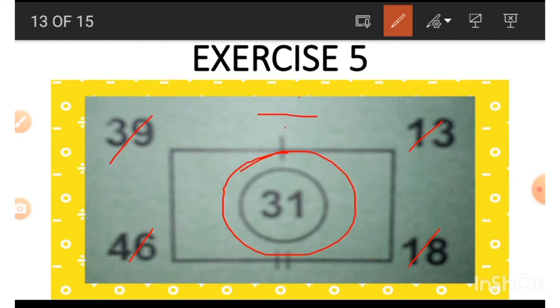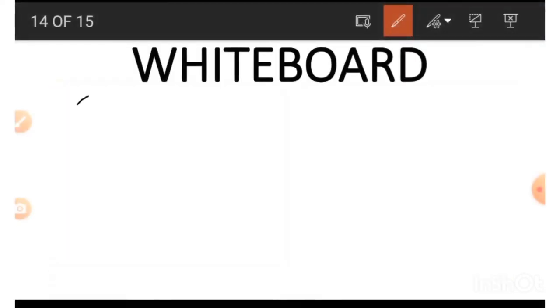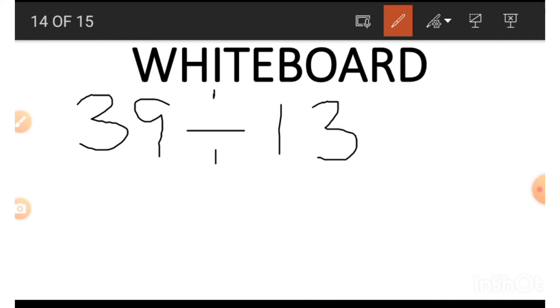Now let's start with the signs outside the box. On top we have division, that's divide, and at the bottom we use minus. Let's start with the numbers on top. We have 39 and 13. When we divide 39 by 13, we are going to get a 3. So 39 divided by 13 is 3.